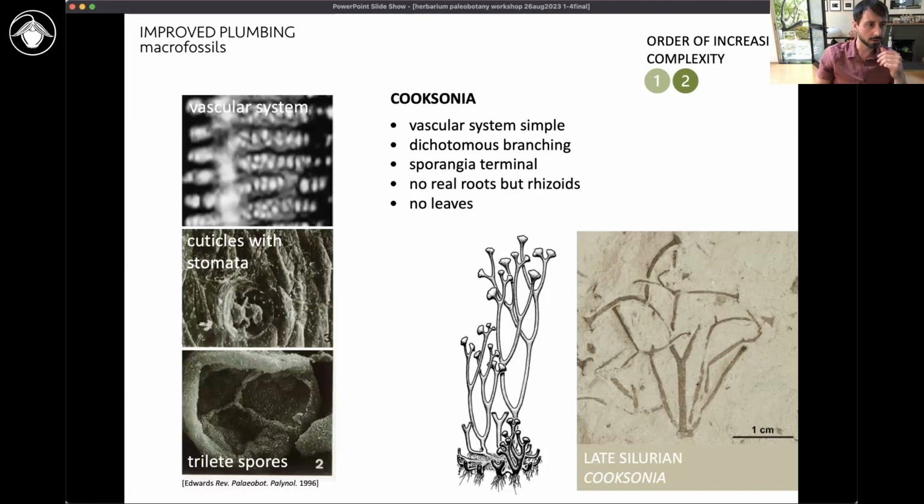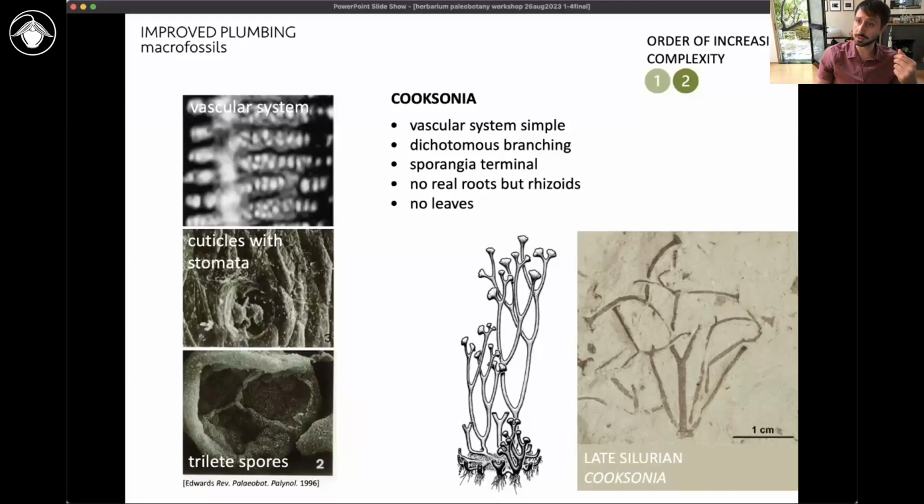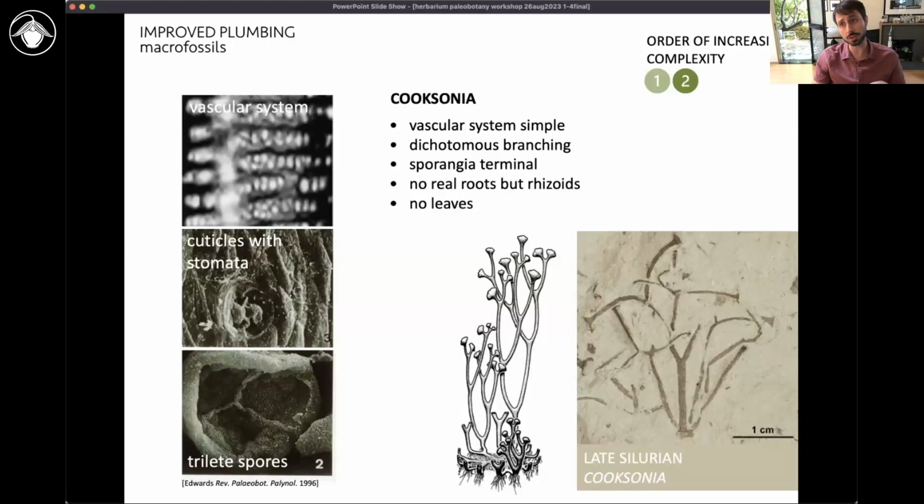Here we can see a few more of the traits they have. Cuticles. They do have cuticles with stomata in this case. So they've already developed those. They do have the trilete spores, and they do have somewhat of a vascular system, but it's just not quite as specialized. There are some things that we call Cooksonia that are a little more advanced than other Cooksonia.